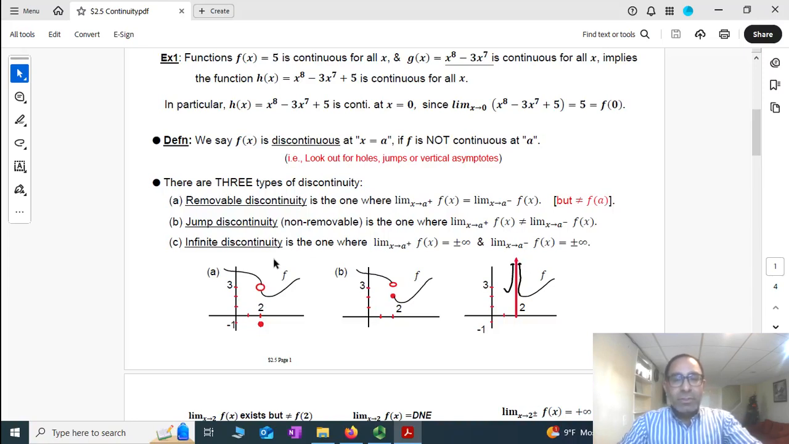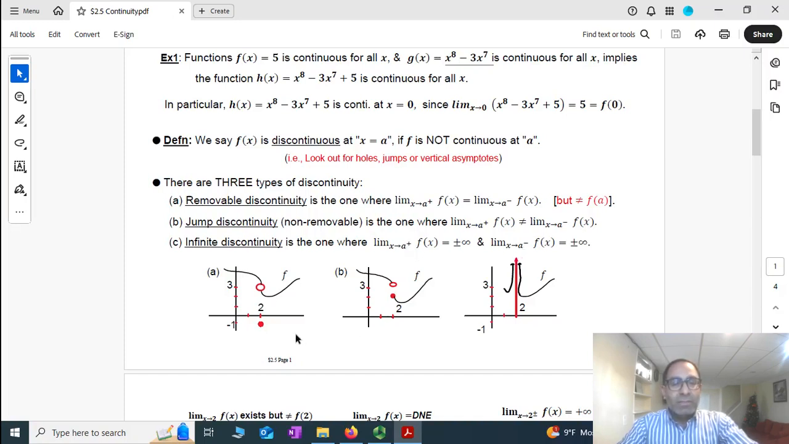Jump discontinuity. A function has a jump discontinuity at a point where both one-sided limits exist but are not equal. The third type of discontinuity is infinite discontinuity. This is a discontinuity where the limiting value of the function is infinity, either plus or minus infinity, as x approaches the point a from either direction, either from the plus or from the minus. That means either approaching a from the right side or approaching a from the left side.